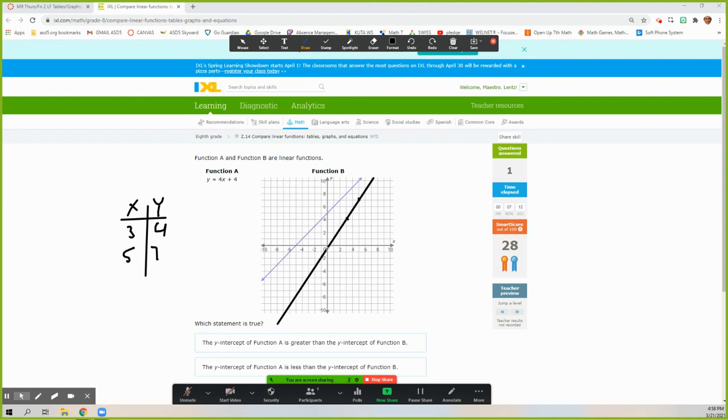You graph it, and then you can just see, oh, the y-intercept is down here. This one's up here, so function b is better. So if they give you one as a table, just graph 2 of the dots. They'll give you 3. All you got to do is 2 of them and connect them.